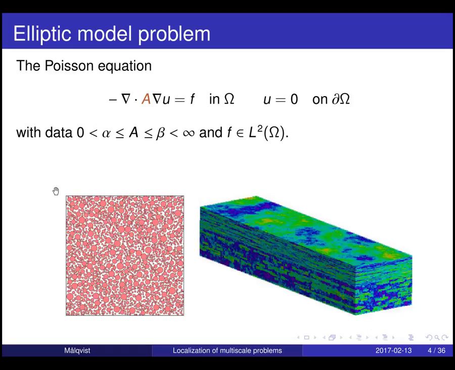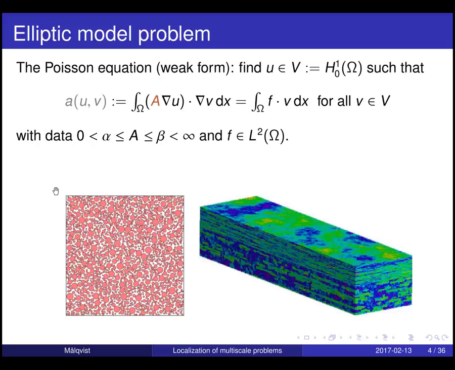And I will talk about high contrast later on, and high contrast means that beta divided by alpha is a big number. This is an important case in many applications. So to introduce some notation, I have the bilinear form A defined in this way. And we seek a solution in the Sobolev space V, which is H1_0. So V is H1_0. So we have a weak solution by the Lax-Milgram lemma.